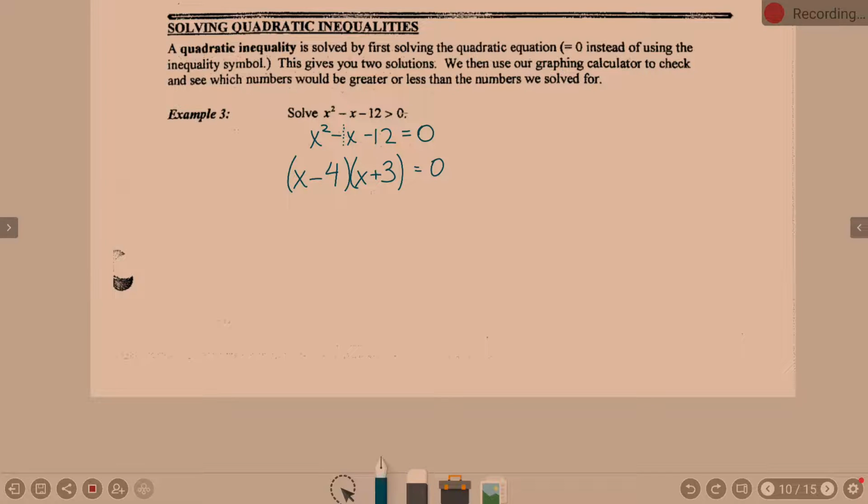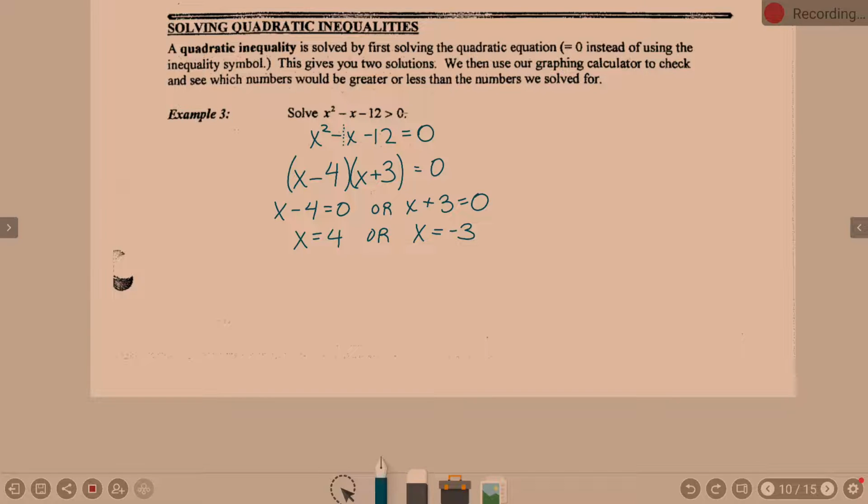How do we solve this once we factor? Set each part equal to 0. So either x minus 4 equals 0 or x plus 3 equals 0. That gives me solutions of 4 or negative 3. Those are the solutions we're going to use in our problem.